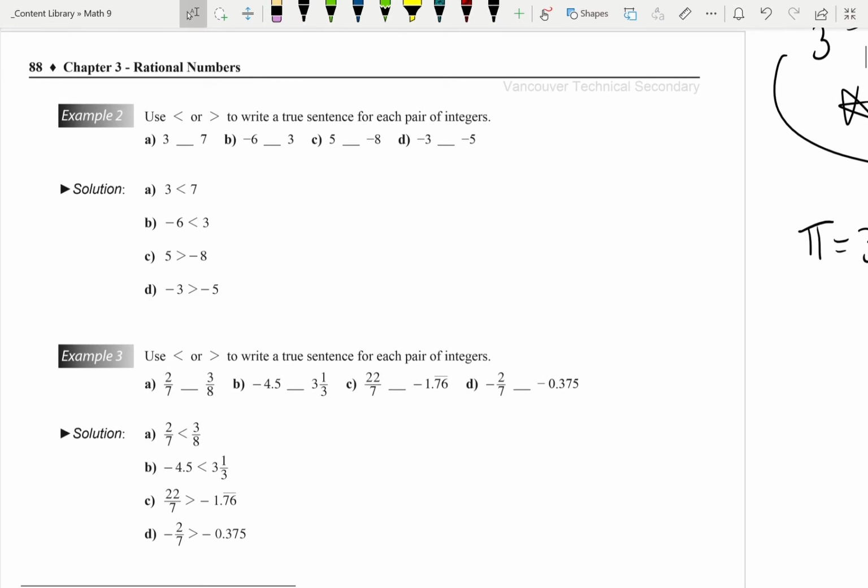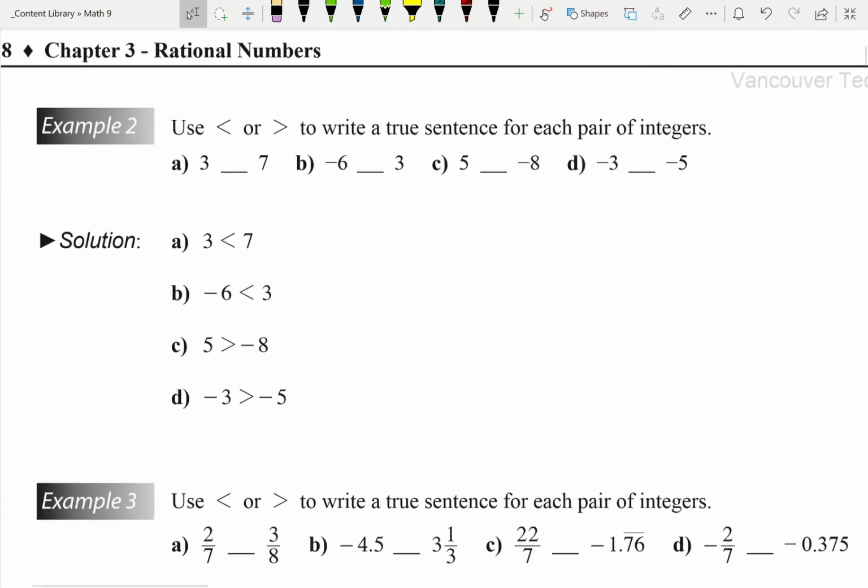The key thing is, or one of the key examples is, use the less than or greater than symbol to write a true sentence for each of the integers. And this is something that we've done before. It's not super complicated. If we're comparing 3 and 7, which number is bigger? Well, 7 is. Well, how about -6 and 3? This is where things get maybe a little bit complicated. Now, 6 is a bigger number, but the thing is that it is negative, so it's going to be smaller than a positive number. So again, I'm opening this way.